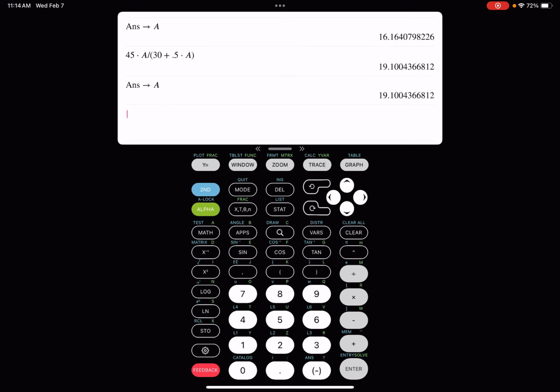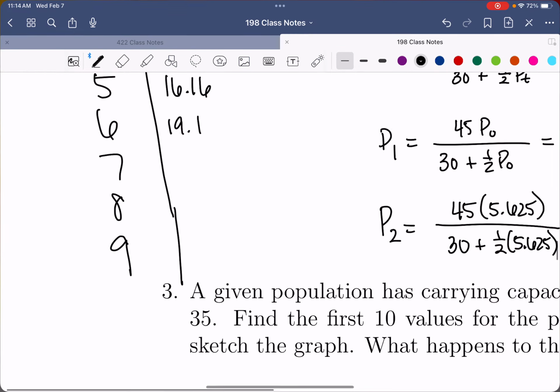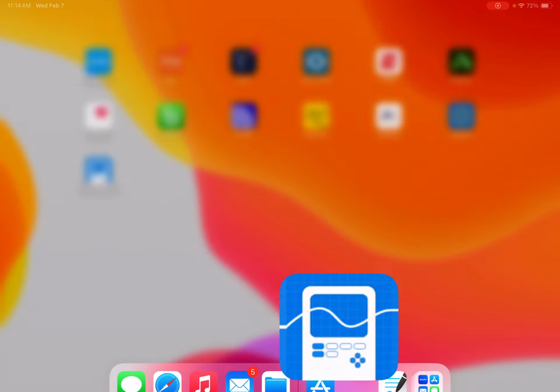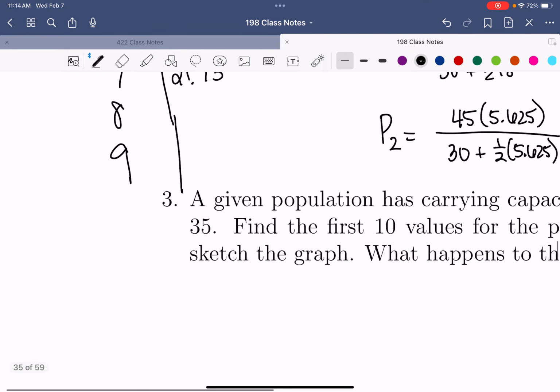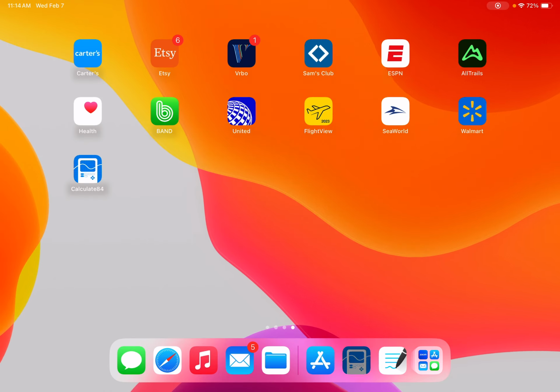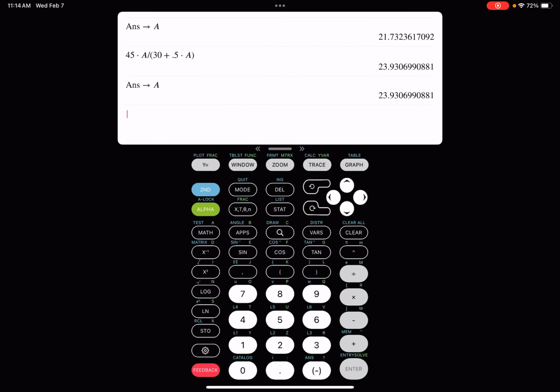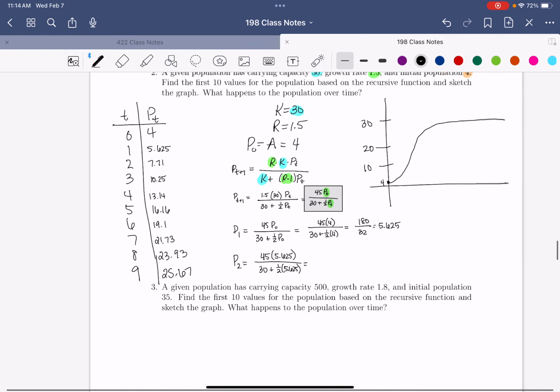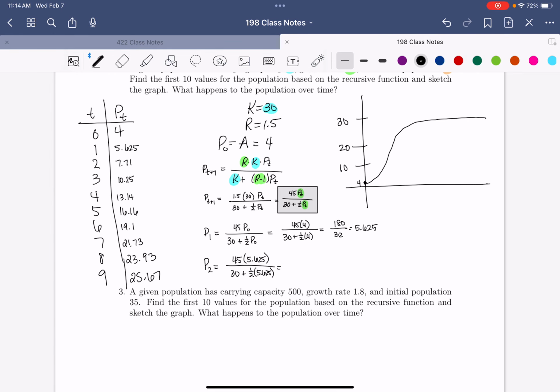Store alpha A, second enter, 21.73. Store alpha A, second enter, 23.93. Store alpha A, second enter, enter, 25.67. Okay, and you can kind of see that the numbers are showing you exactly what I was showing you here on the right.